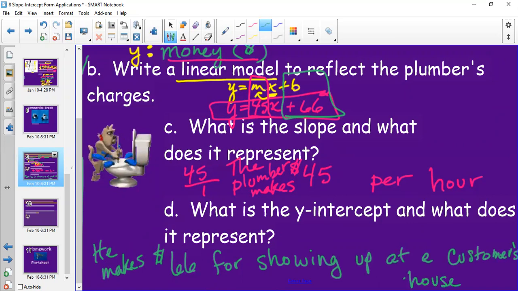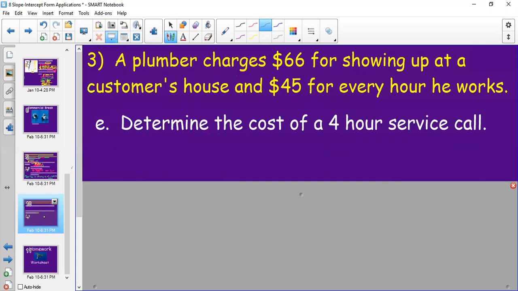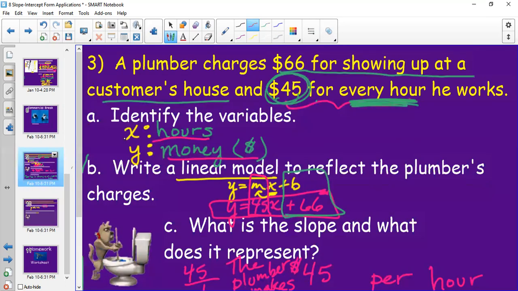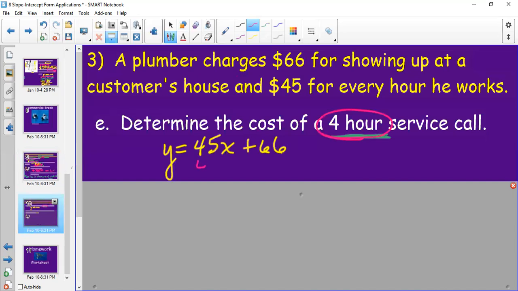All right, last two questions. So determine the cost of a 4-hour service call. Again, no graph, can't use a graph. If we can't use a graph, we have to use our equation. So y equals 45x plus 66. And this is where when we identify the variables, it helps us because it says a 4-hour service call. So let's go back. Which one was hours? Hours was our x. So we're going to plug in 4 for our x.